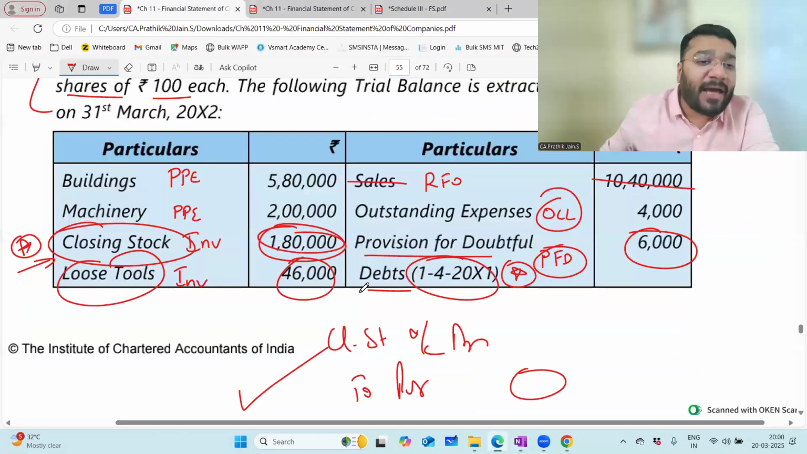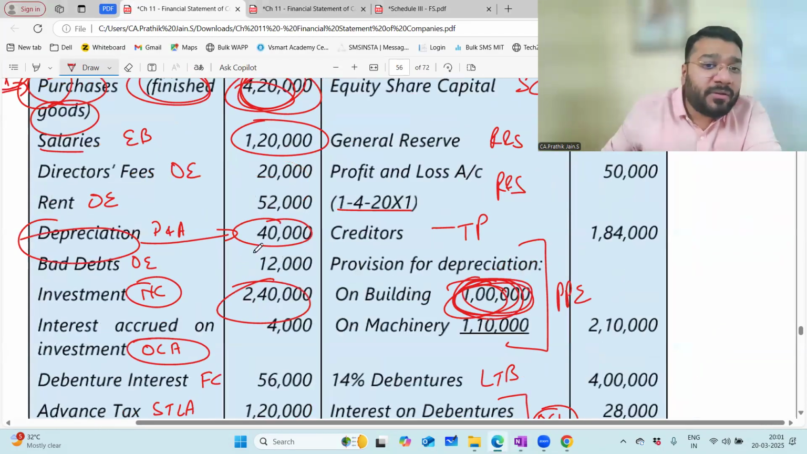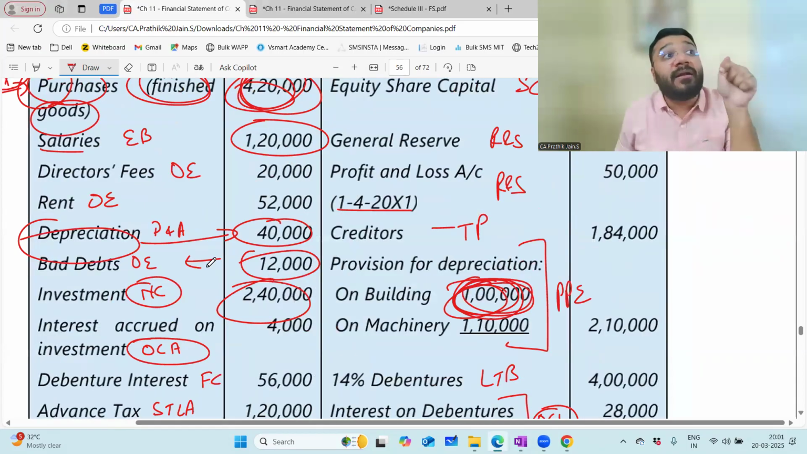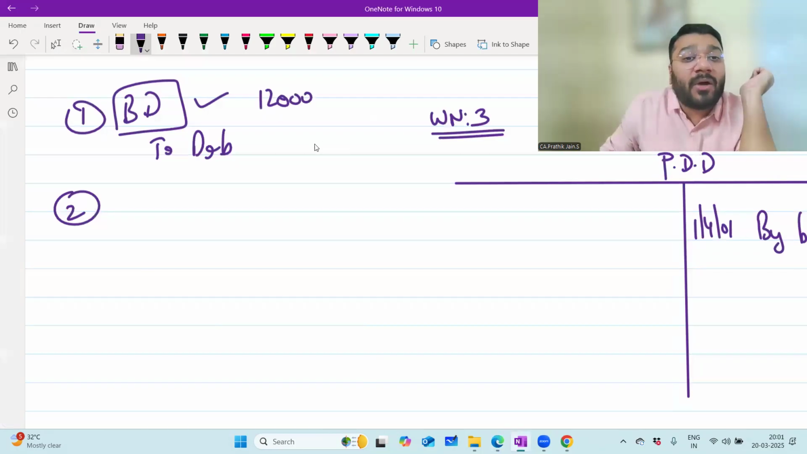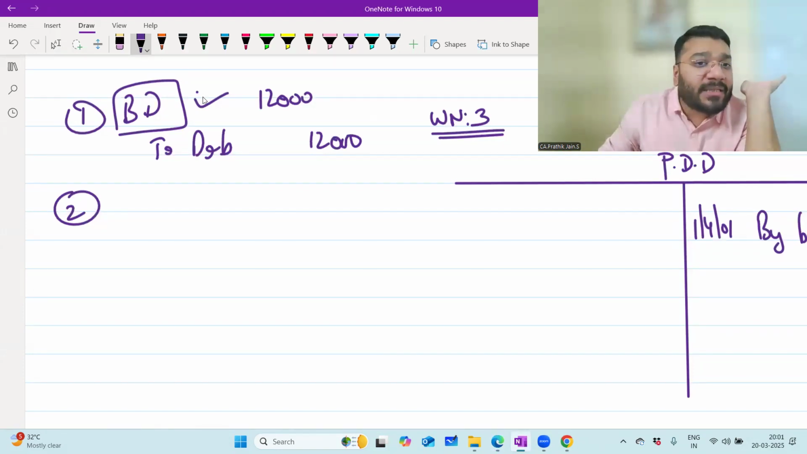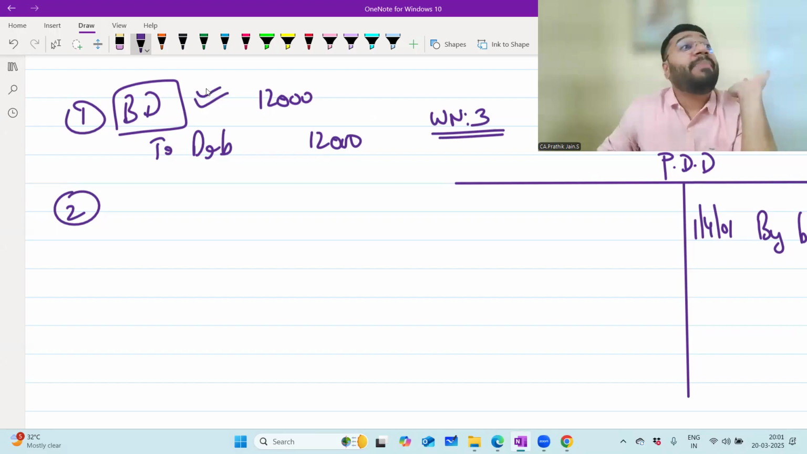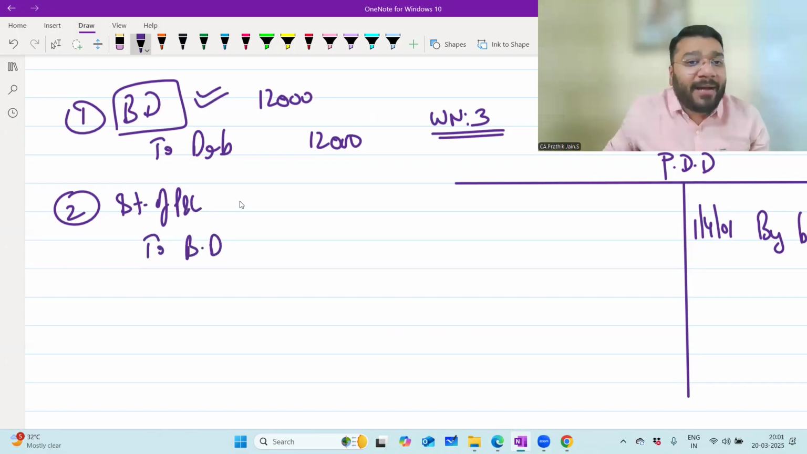So the bad debt already given in the trial balance is how much? 12,000. How did this bad debt enter the trial balance? Because the accountant had recorded this entry: bad debt account debit 12,000 to debtor 12,000. Now you have to pass an adjusting entry. This bad debt is a nominal account. I'll transfer it directly to P&L because I want to show bad debt separately in Schedule 3, other expenses. So in the statement of P&L, debit bad debt 12,000. So your bad debt portion is sorted.